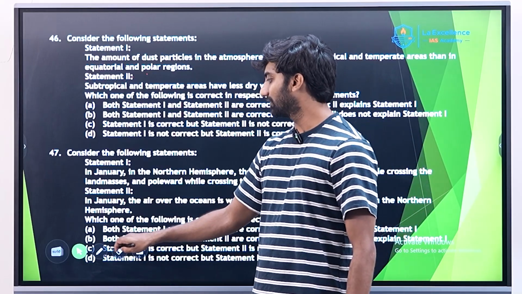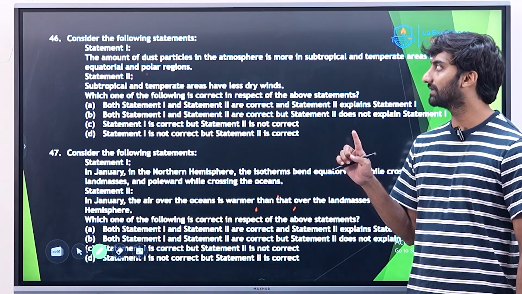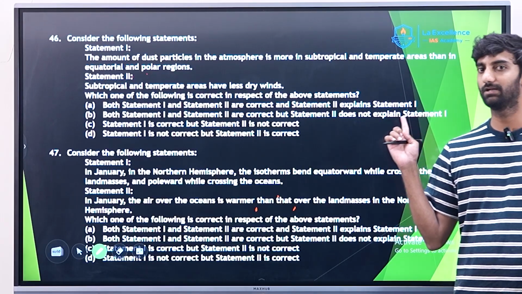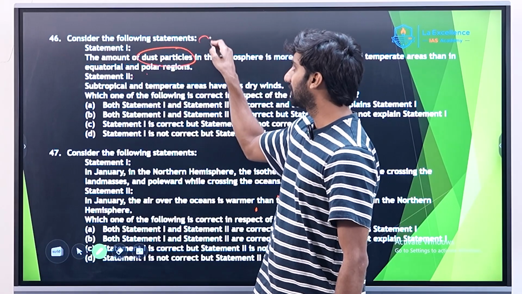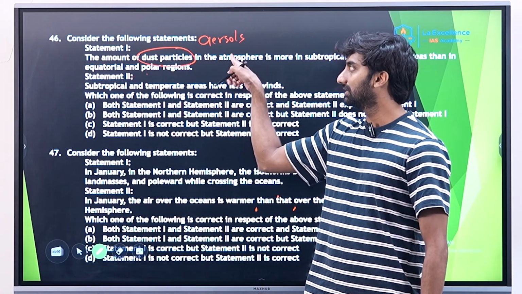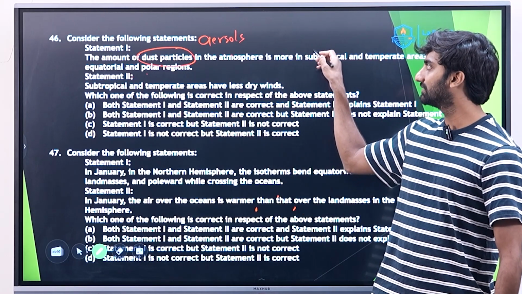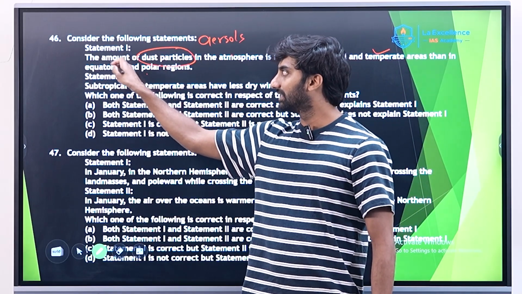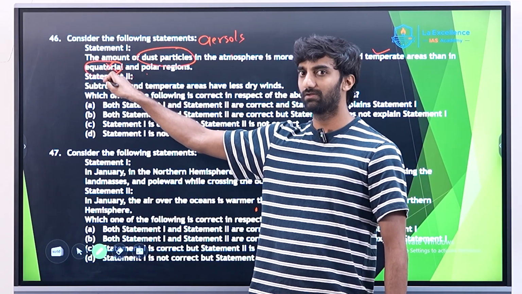The next question, 46, set B. Consider the following statements. Statement 1: the amount of dust particles in the atmosphere is more in subtropical and temperate regions than equatorial and polar regions. So dust particles are called aerosols. These are solids suspended in the atmosphere. For solids to get suspended in the atmosphere, air should relatively rise up and sunlight should be a relatively good amount. We have the equatorial region. Despite intense sunlight, we don't find much dust in the equatorial region.